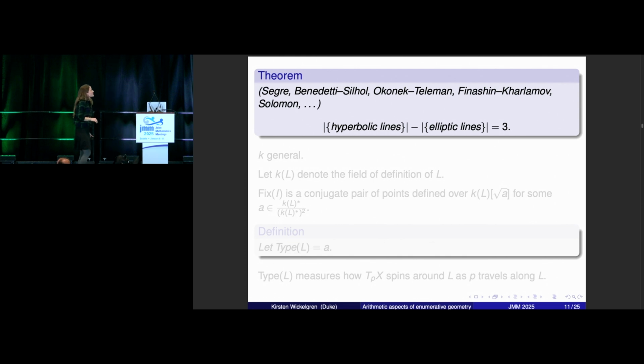This distinction is measuring something about how the tangent space is spinning around the line as you follow the line.